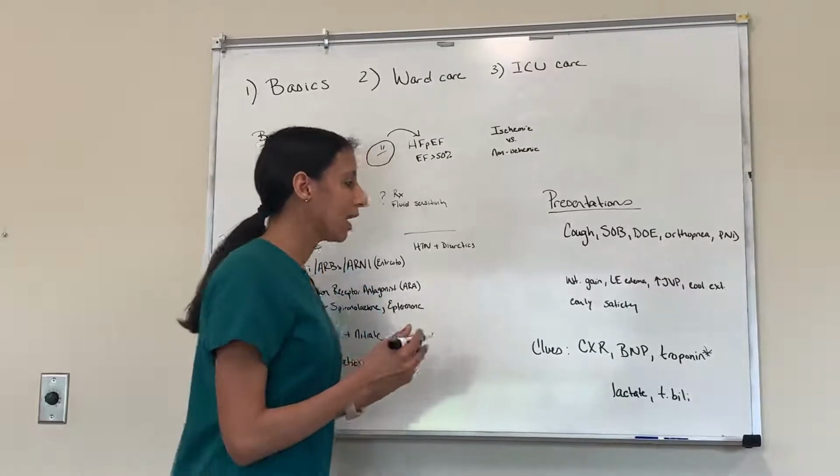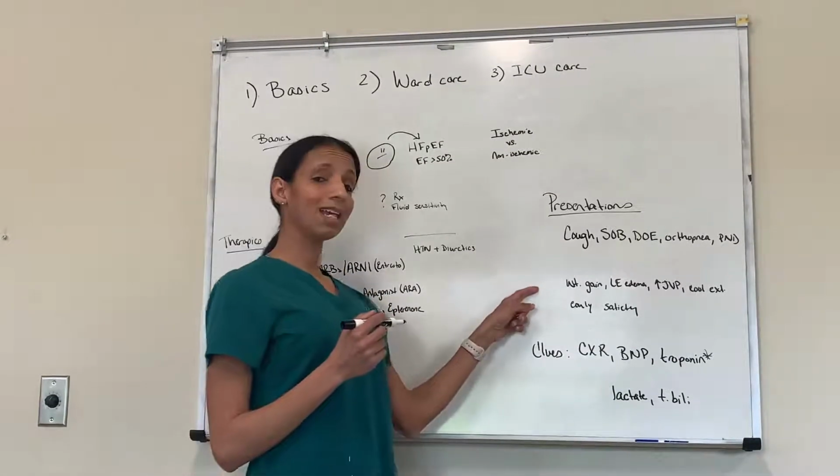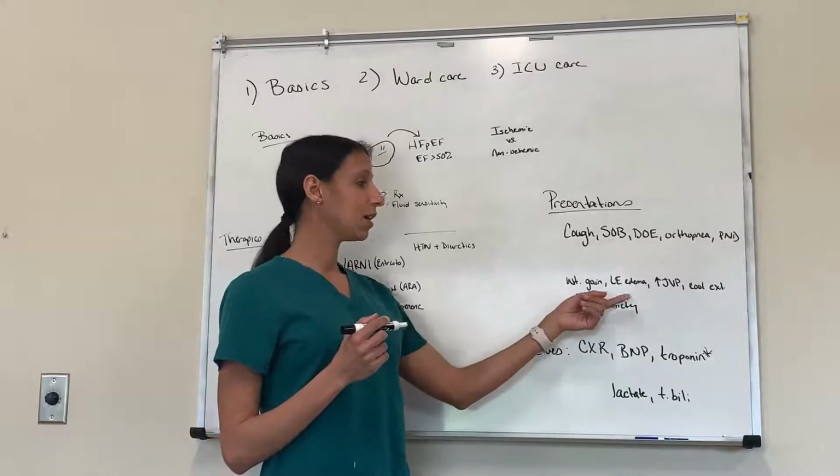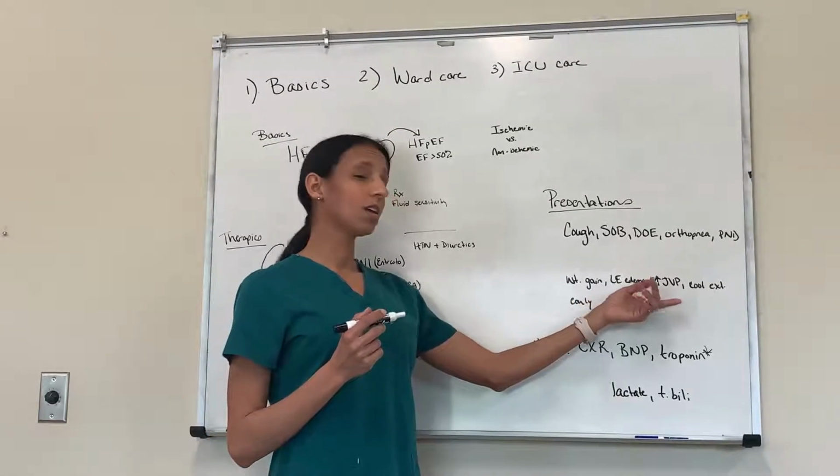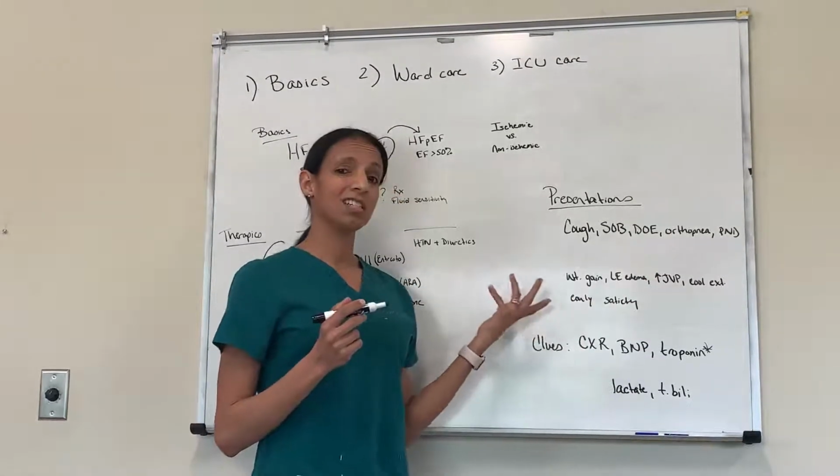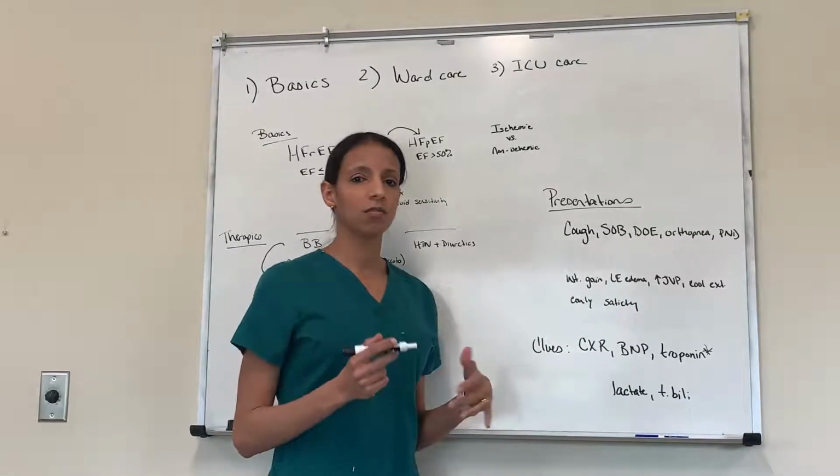What they shouldn't have, unless they have heart failure, is weight gain, lower extremity edema, elevated jugular venous pressure, cool extremities, and early satiety. Those last two being markers of right heart function.